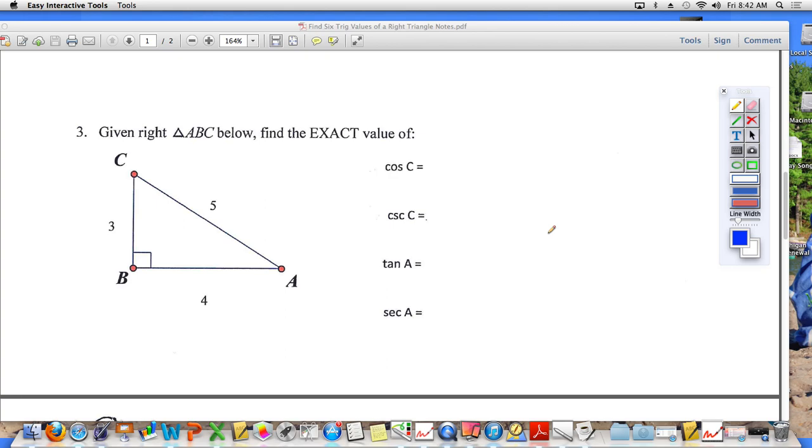Tangent of A. Sorry, back up here. Angle A. Opposite is 3, adjacent is 4. So 3 over 4. Secant of angle A. Secant is the reciprocal of cosine. Well, the cosine of angle A is adjacent, which is 4, divided by the hypotenuse, which is 5. So the reciprocal of cosine, of course, is going to be 5 over 4.